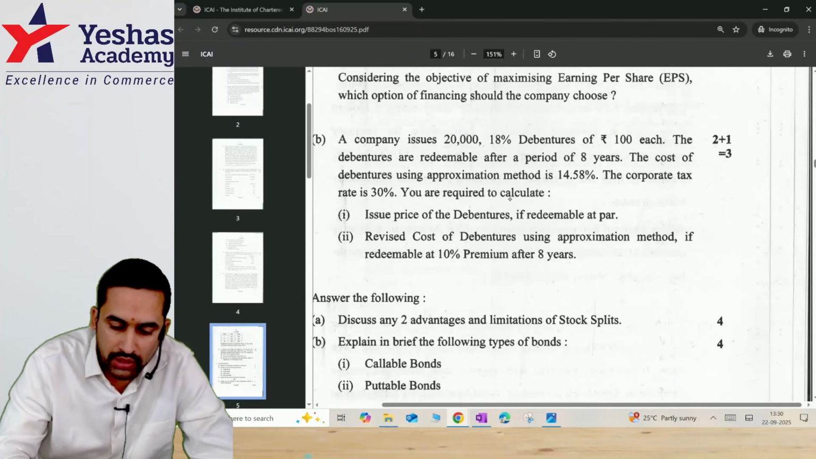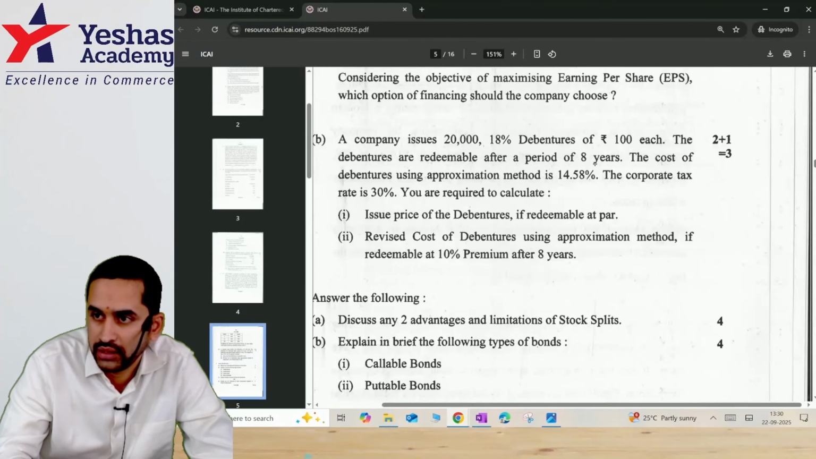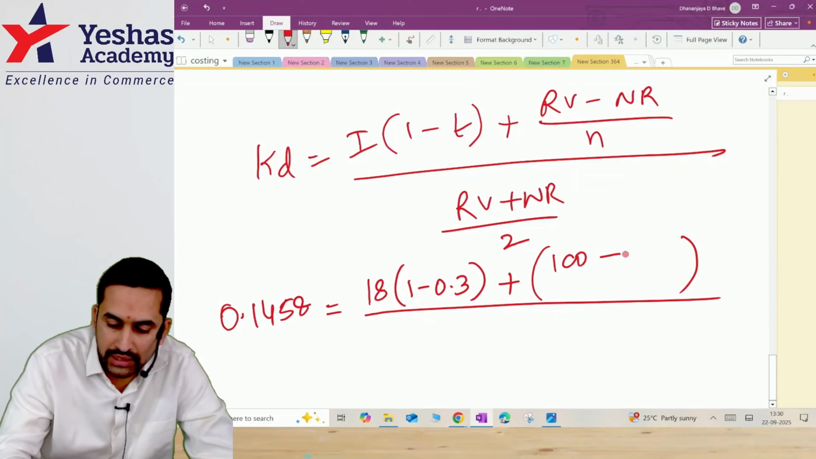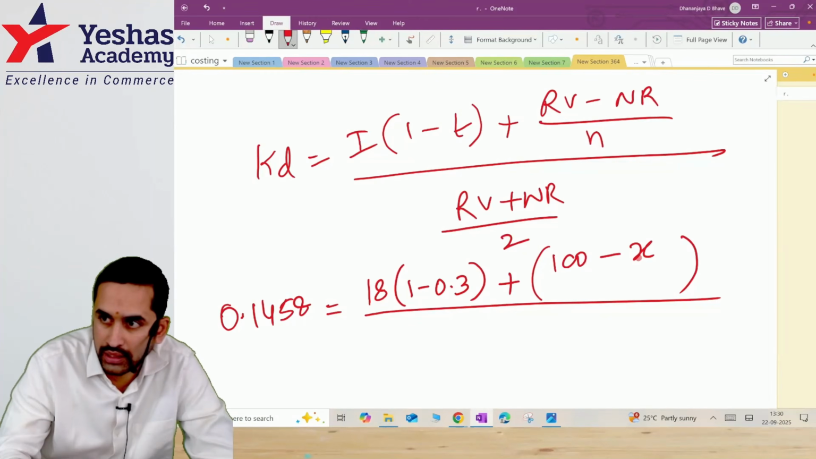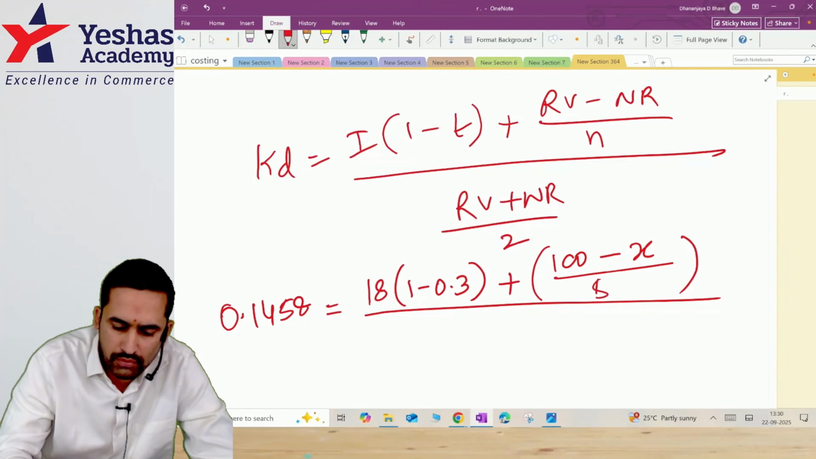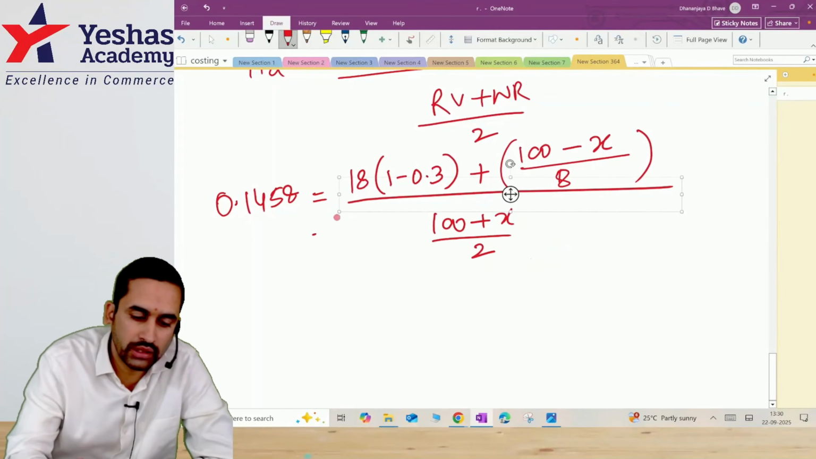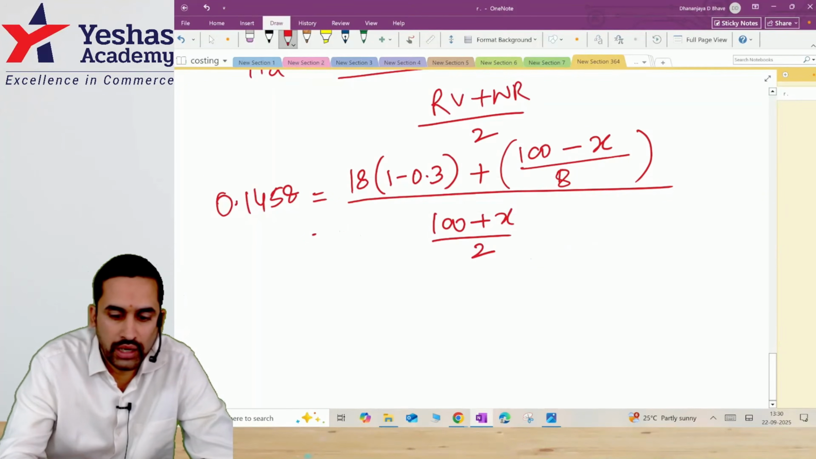They said you are required to calculate the issue price of the debentures if, read slowly, redeemable at par. And here they said the debentures will be redeemed after 8 years. Now tell me what to do here. 100 minus, we don't know this number, correct? After how many years? 8 years, correct? This will be average into 100. Into 100 I am not doing, you know the reason. Now we have to do reverse working and get the value of X. The answer is with you. You only need this number.